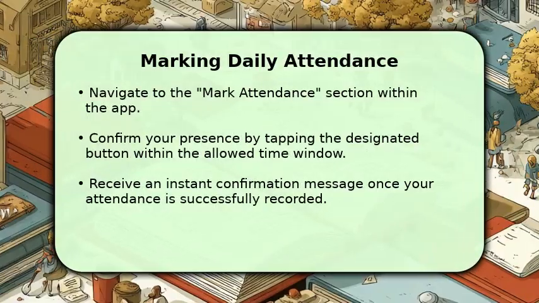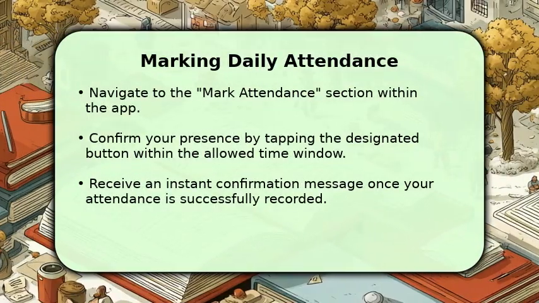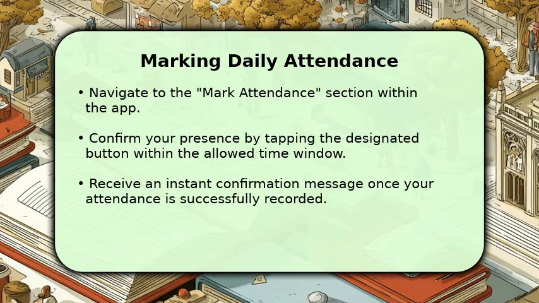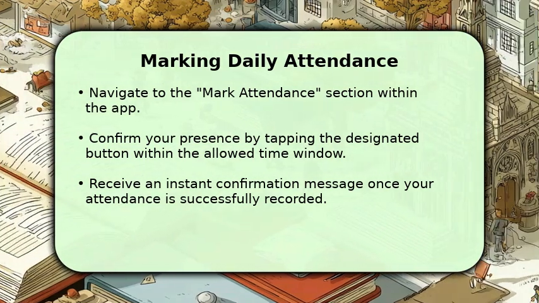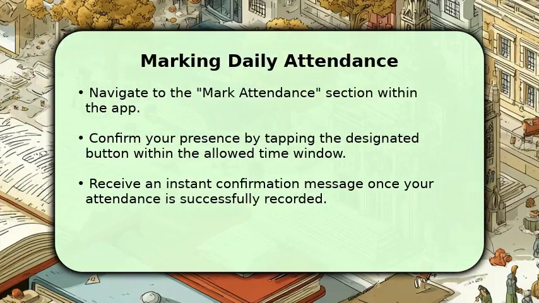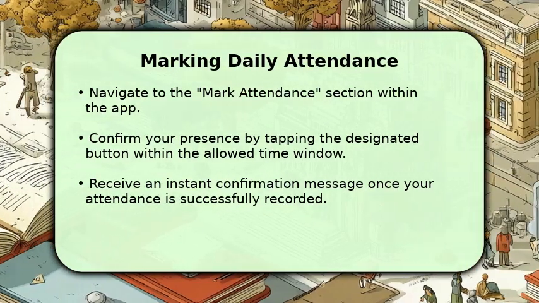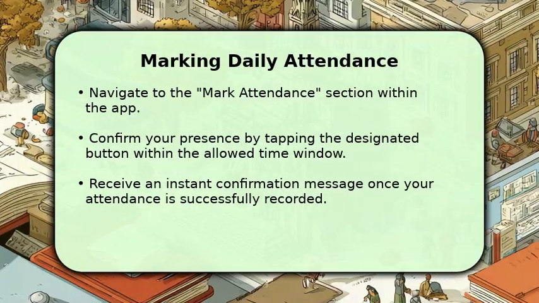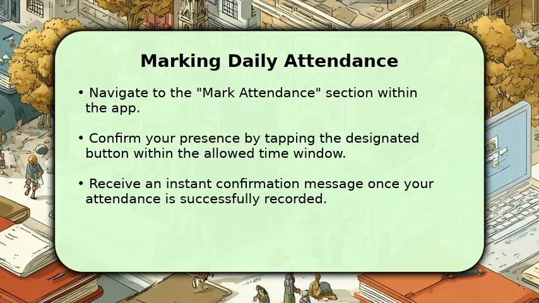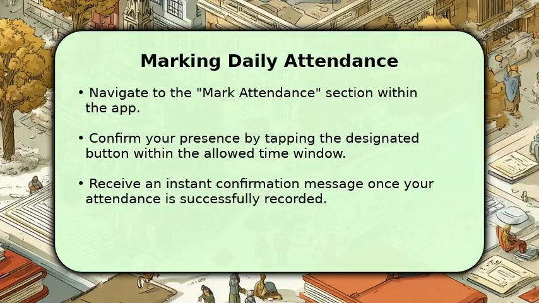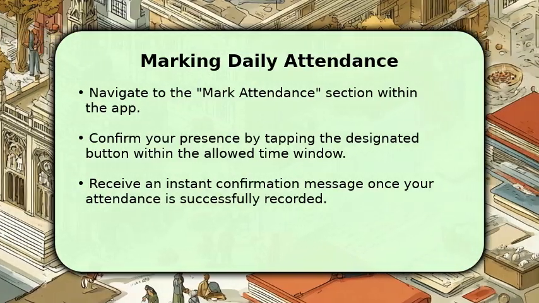To mark daily attendance, navigate to the Mark Attendance section, usually found prominently on the home screen. You will then confirm your presence by simply tapping the designated button. This action must be completed within the allowed time window, typically a 15-minute period at the start of each class or school day. You'll receive an instant confirmation message, ensuring your attendance is successfully recorded.